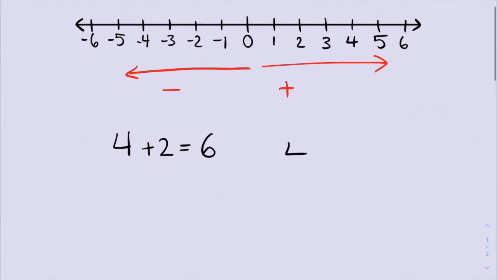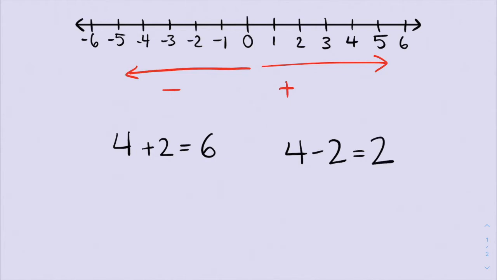Now, if we have 4 minus 2, we're going to start at 4 again, but we're going in a negative direction. So we're going to the left of our number line. So we go back 1, 2, and that gets us to 2. So we can see that 4 minus 2 equals 2.